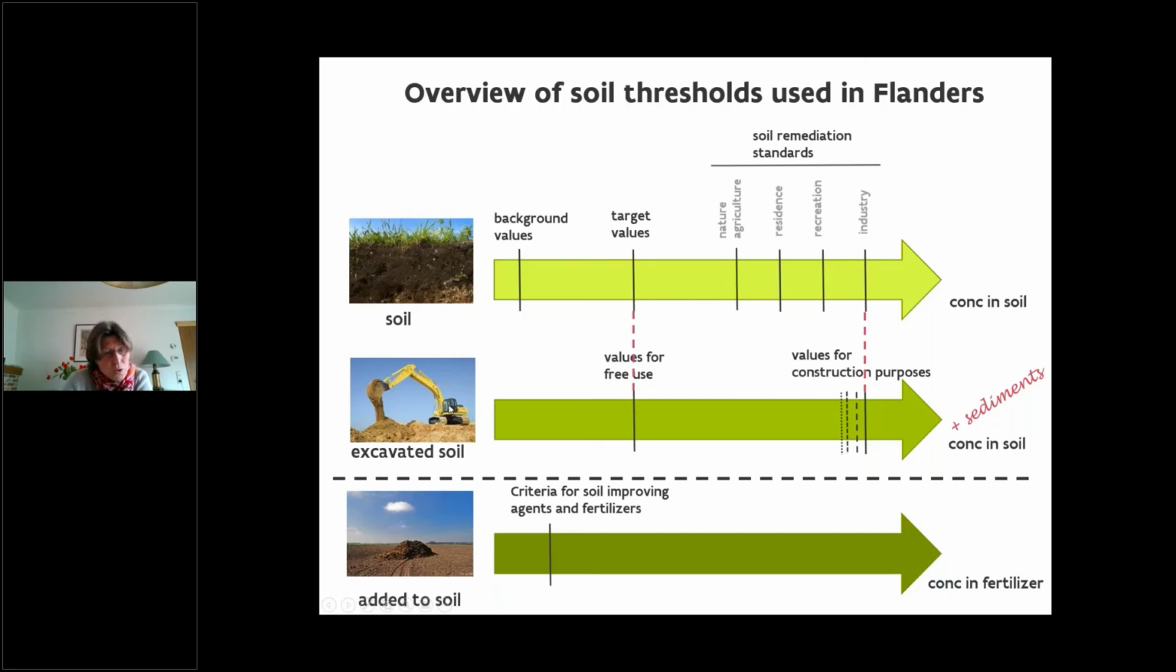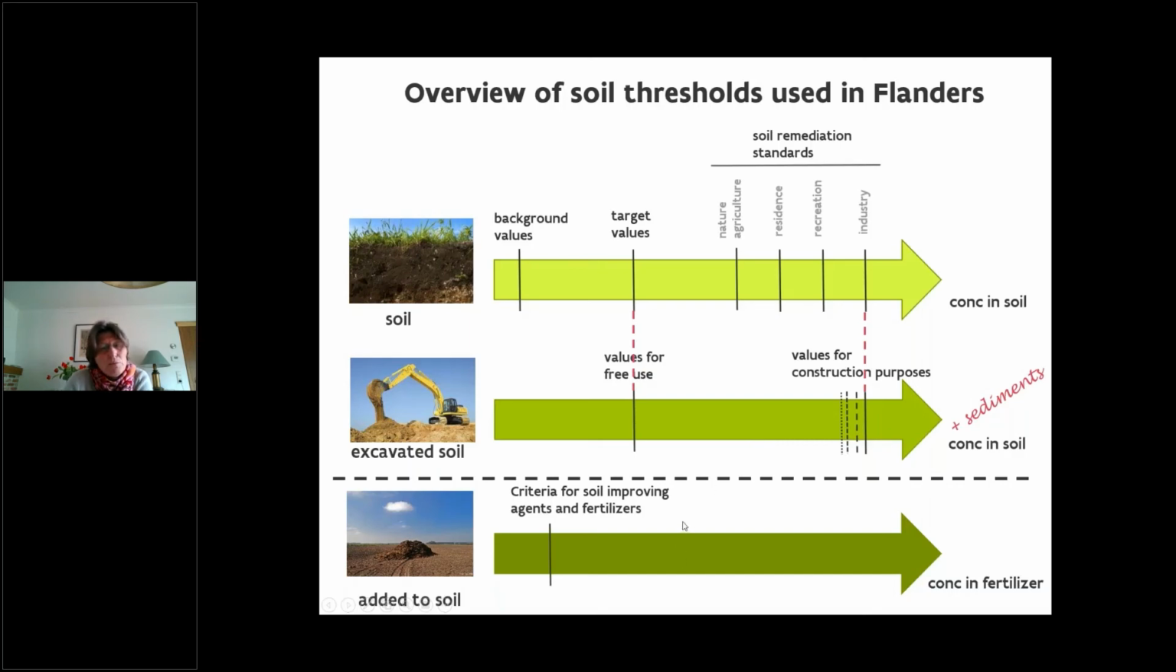We have also threshold values for excavated soil, so 2 types. The values for free use of excavated soil are set equal to the target values. And then we have also values for construction purposes. They are derived taking into account leaching and also various receptors, with the maximum level corresponding to the soil remediation standard of the land use type industry. The threshold values used for excavated soil are equal to those for sediments. So we have a bit of an overview of how those different values are connected.